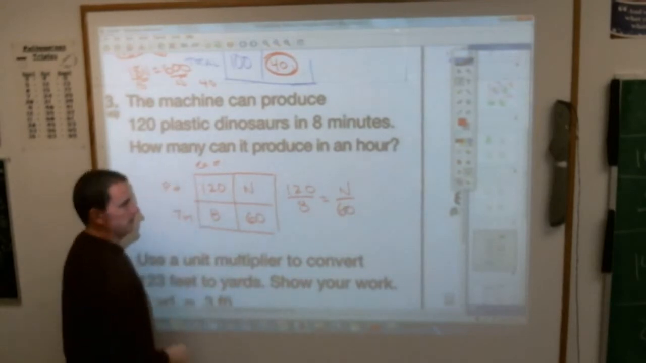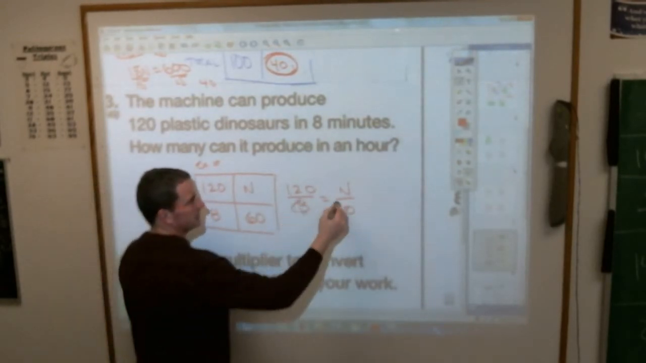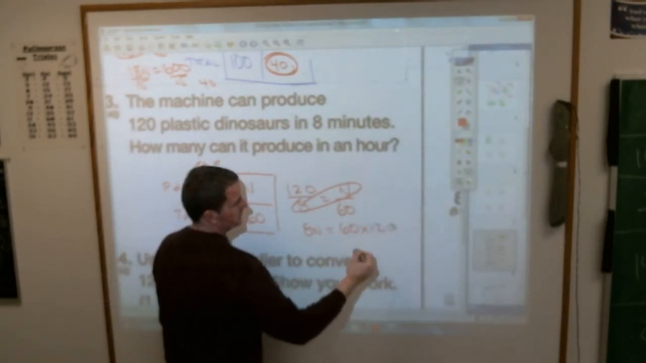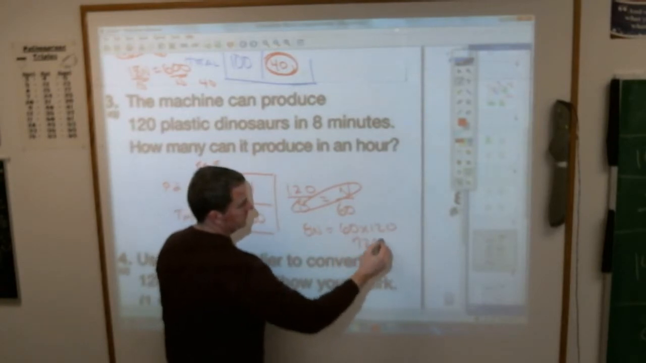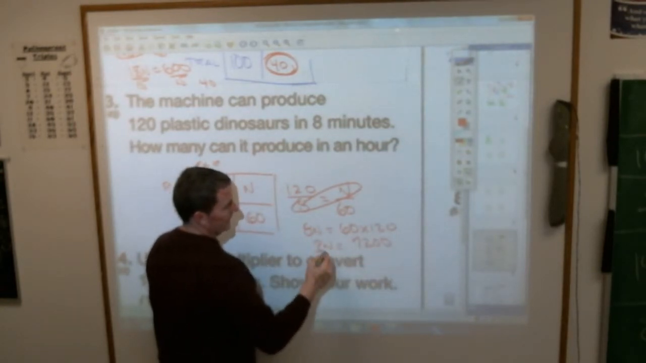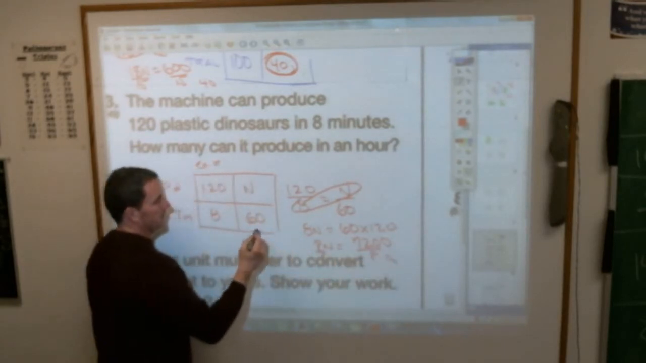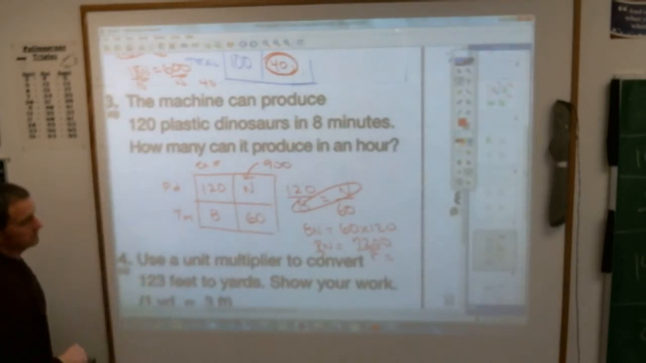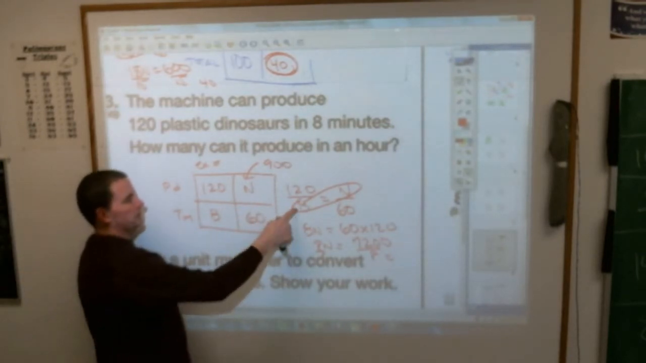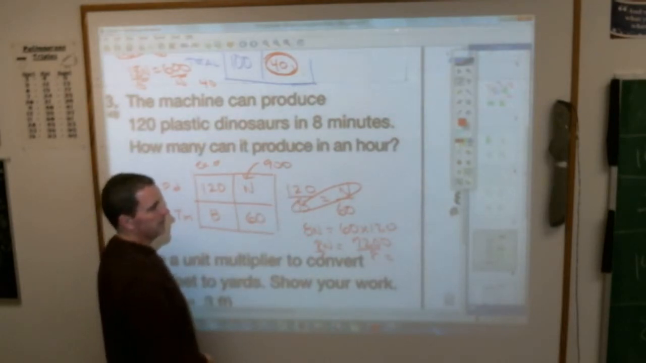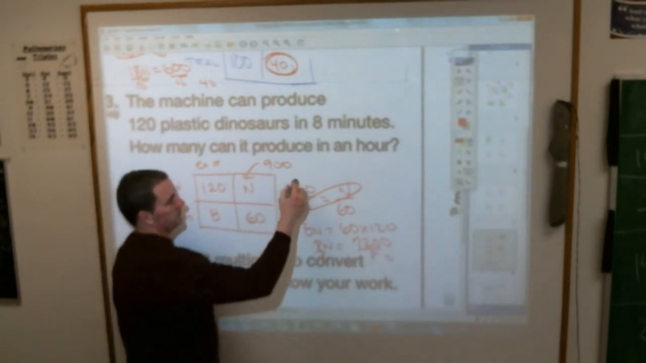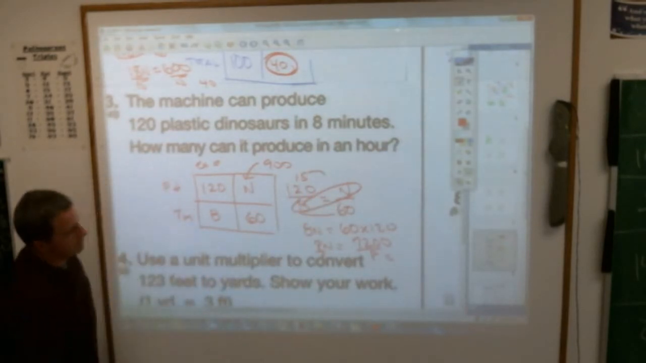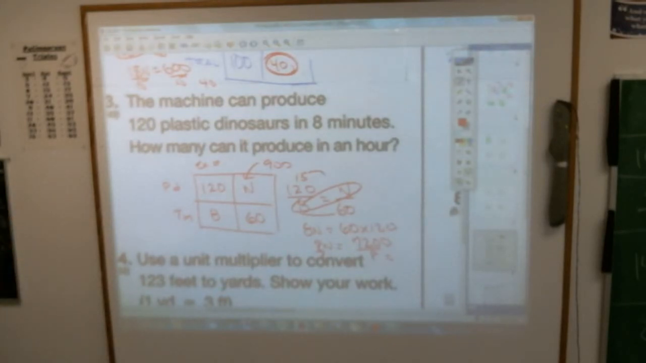You can still do it the same way, cross products. 8 times what number is 60 times 120? 60 times 120 is what? 7,200. Divide 7,200 by 8, and you're going to get 900. And again, you probably could have reduced this down. 8 probably goes into 120 15 times, so 60 times 15 is 900. That will work for you.